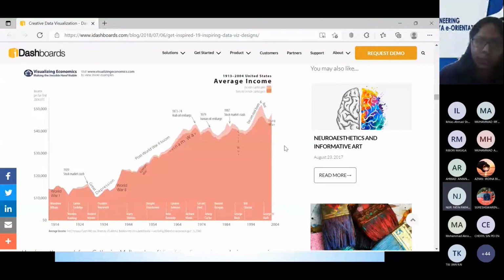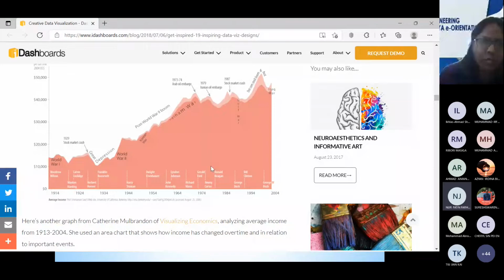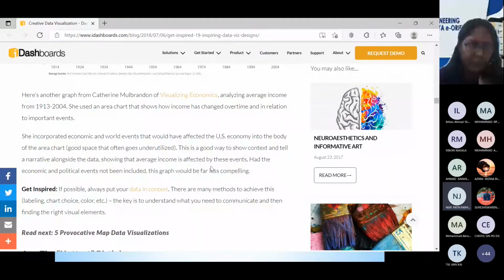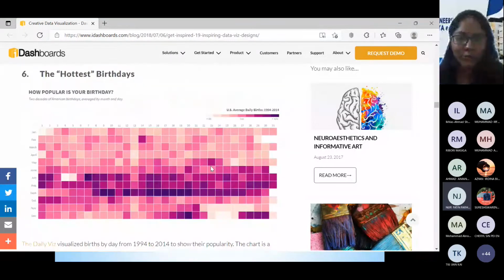Of course we have a lot more like this. This is something new as well. I forgot this name. There's a name for this field in visual something. Okay, and then this one, I found this very interesting. This is how popular is your birth date. If I get the time, probably I'll do it next week.